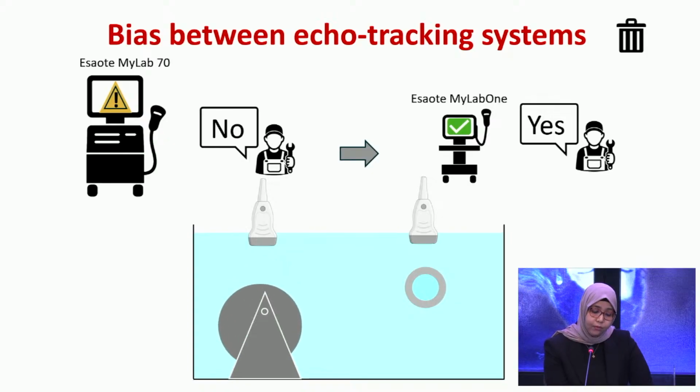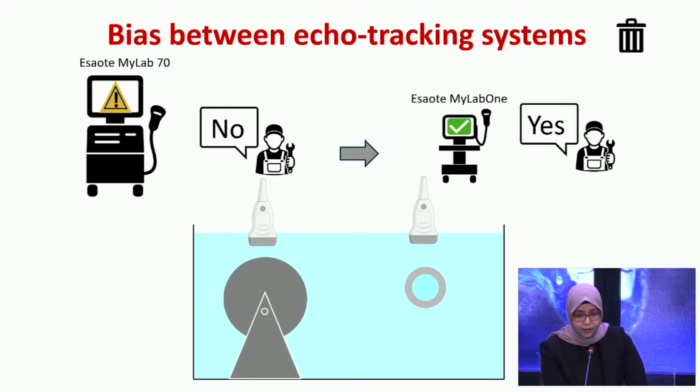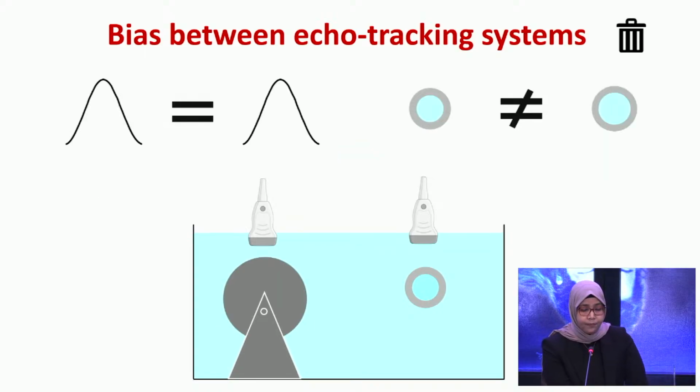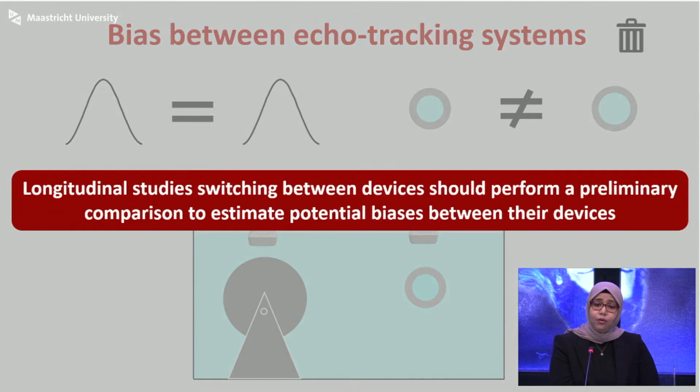So we compared the two scanners in terms of the motion of the wheel and the diameter and the wall thickness. We found that the motion of the wheel is equal, but diameter and wall thickness are not. And I did the same comparison with similar scanners, identical MyLab 1 systems, and I had the same conclusion. So eventually my conclusion was that in longitudinal studies, when switching between devices, researchers should perform a preliminary comparison to estimate potential biases between their devices. I would like to wrap up.